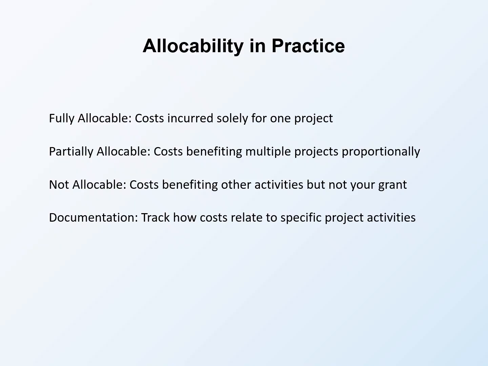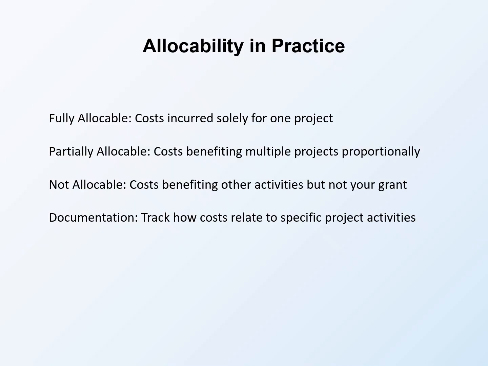Partially allocable costs benefit multiple projects and must be divided proportionally. A staff member working 50% on your grant and 50% on another project has half their salary allocable to your grant. Supplies used across multiple projects should be allocated based on reasonable estimates of usage. The allocation method should reflect actual benefit to each activity.